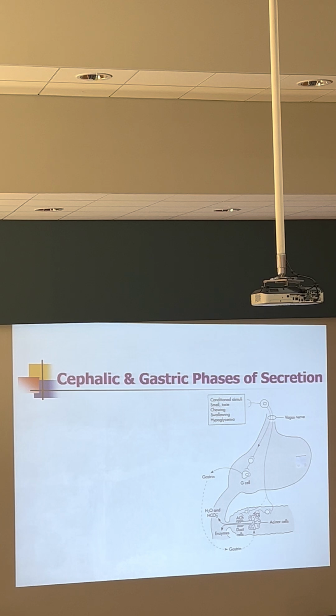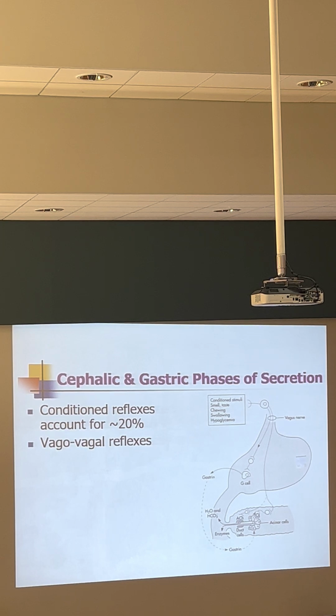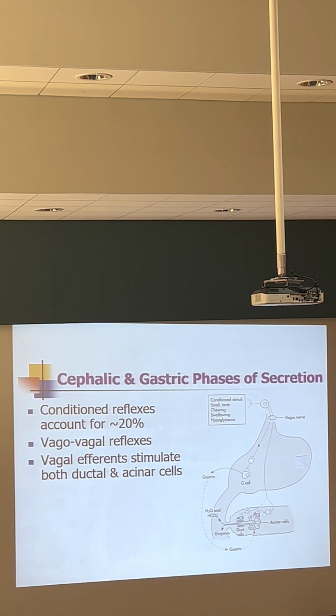Now the neural and humoral regulation. It starts in the head. So you start thinking or conditioning, and just the ingestion of food, right? Is going to stimulate your acetylcholine. And that will account for maybe some 20% of the pancreatic secretion of enzymes, okay?